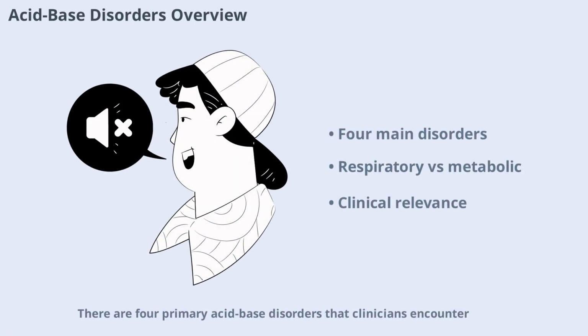There are 4 primary acid-base disorders that clinicians encounter: respiratory acidosis, respiratory alkalosis, metabolic acidosis, and metabolic alkalosis. Each disorder has distinct causes and clinical implications. Understanding these categories is the first step in ABG interpretation. We'll briefly introduce each disorder before diving deeper into their mechanisms and presentations.